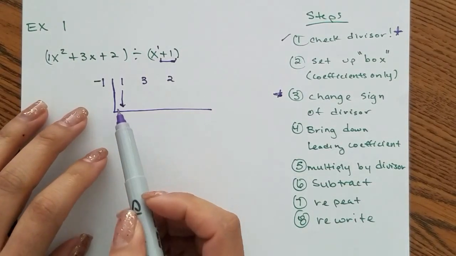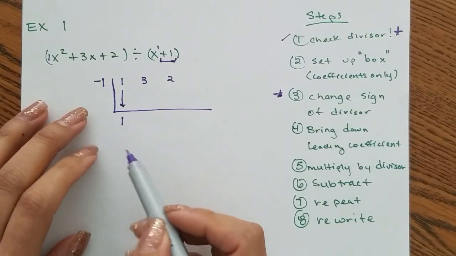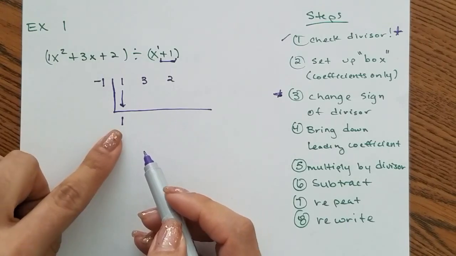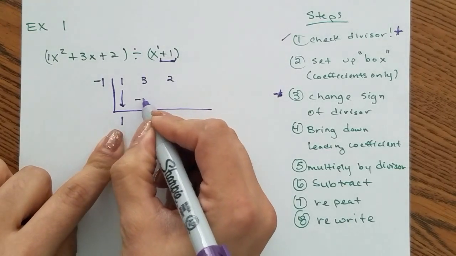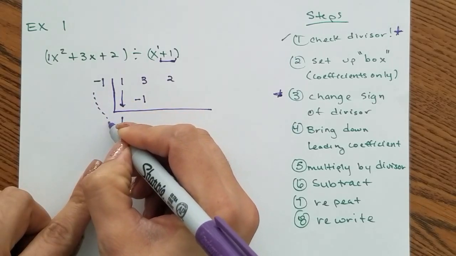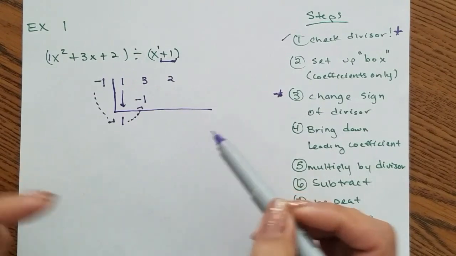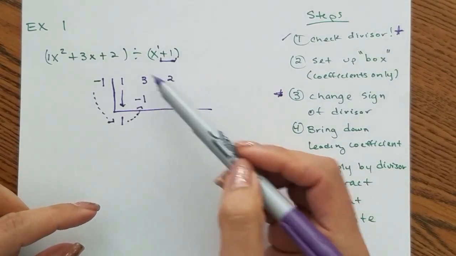Now what we're going to start doing is multiplying our divisor out here by whatever numbers we have here. So I'm going to do negative 1 times 1. It's going to give me a negative 1. And you're just going to put your answers here. So you're going to create a little loop where you multiply here and then put them up inside the box. Then you're just going to repeat, you're going to subtract.